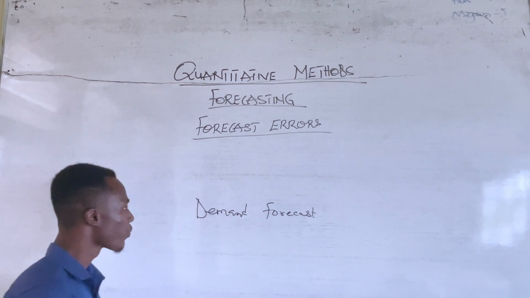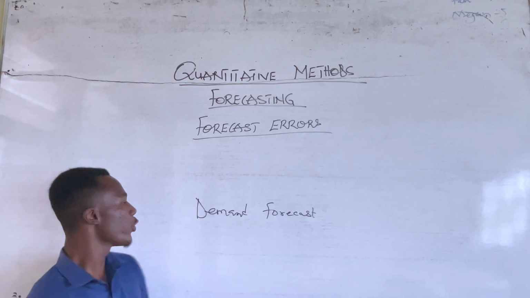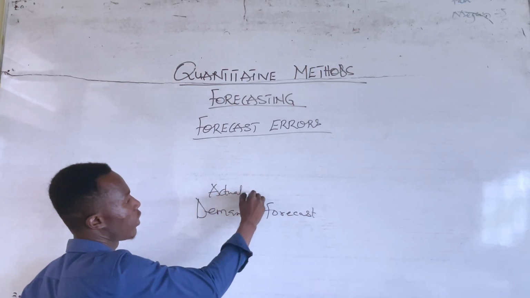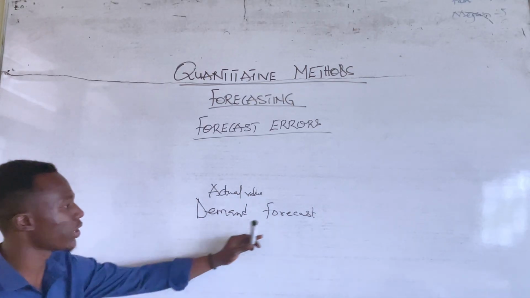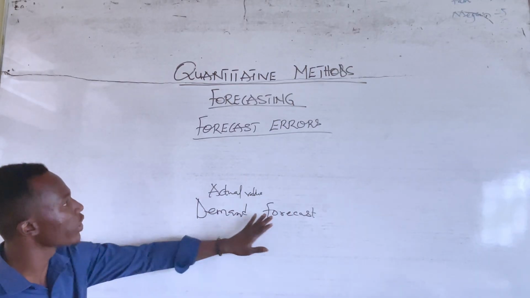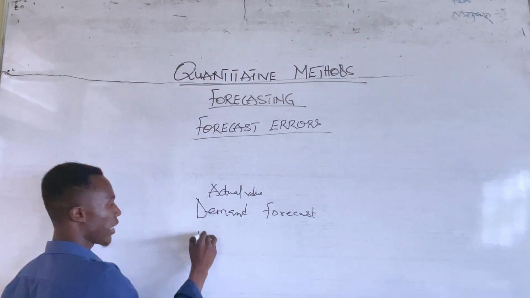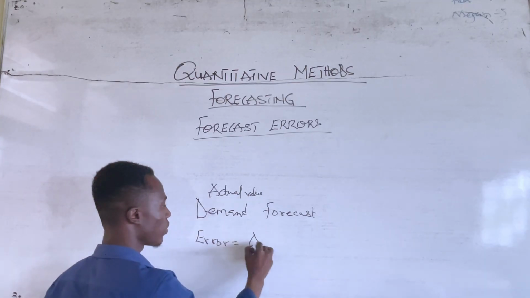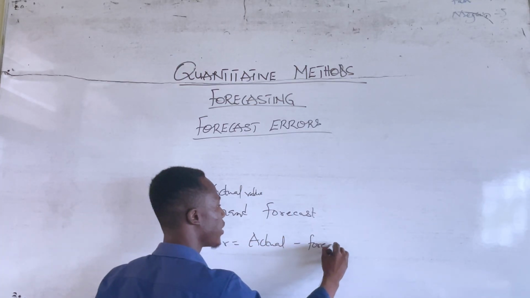Okay. So for demand, what do we do? We know the demand is the actual value of a particular product, before we make any predictions. Okay, so we are okay with this. But for the errors, we say the error is equal to your actual value minus your forecast value.